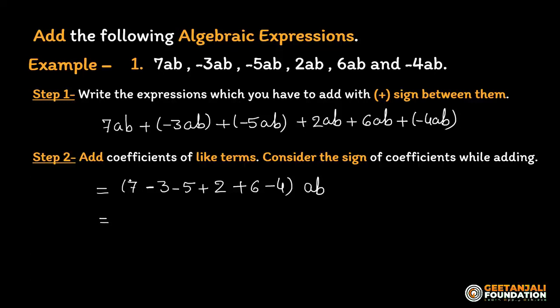So let's add them. 7 minus 3 is 4, minus 5 is minus 1, plus 2 is plus 1, 6 plus 1 is 7, 7 minus 4 is 3. So our answer is 3ab.